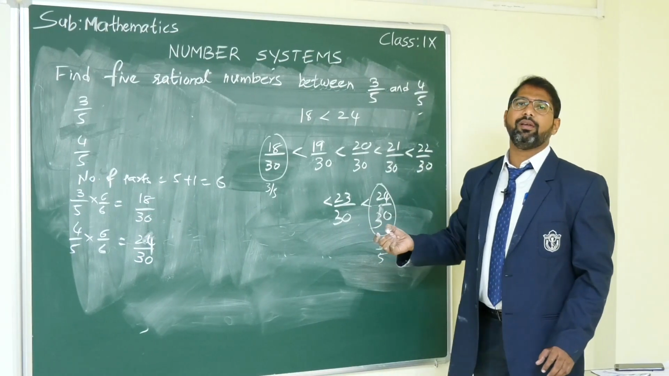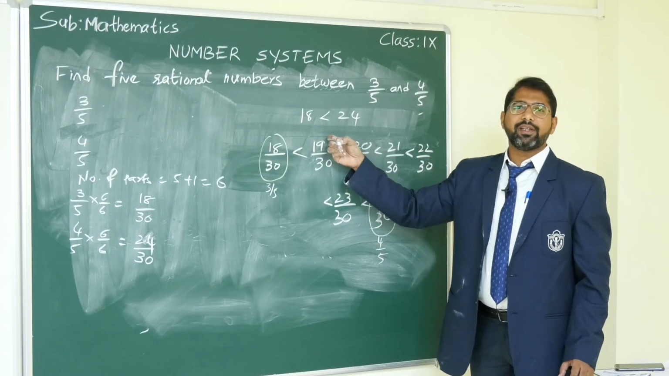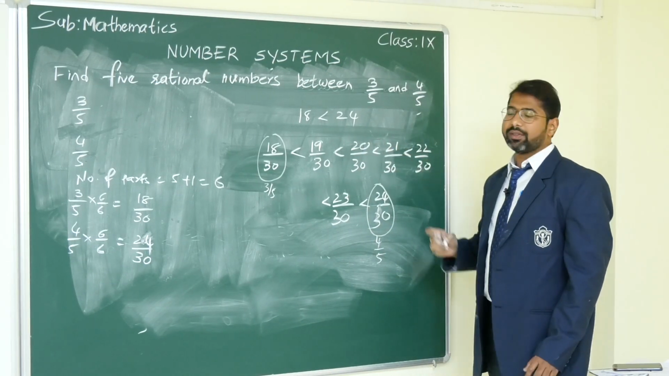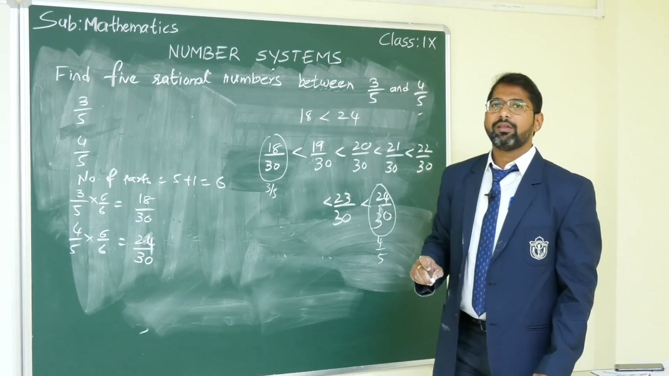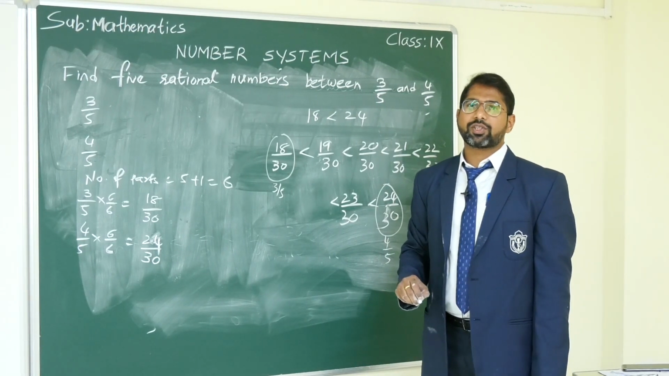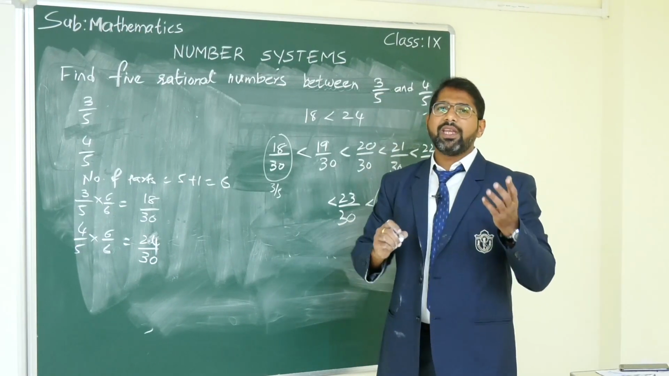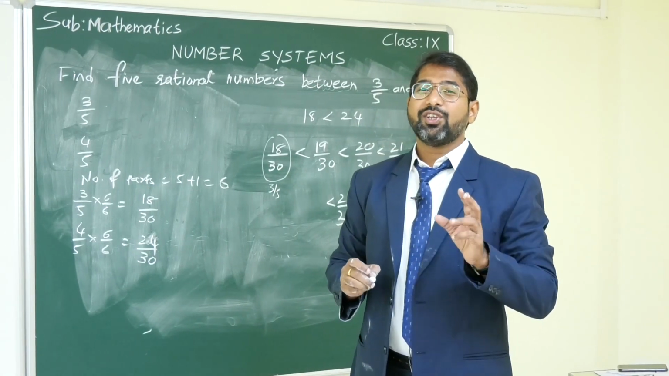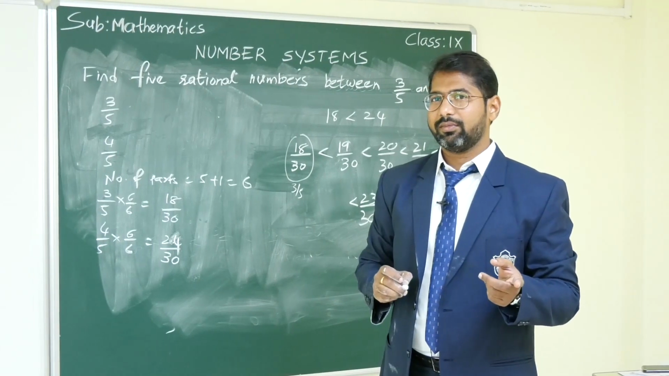So hence the required 5 rational numbers are 19 by 30, 20 by 30, 21 by 30, 22 by 30 and 23 by 30. I hope you have understood how to insert any number of rational numbers between two given rational numbers using method 3.